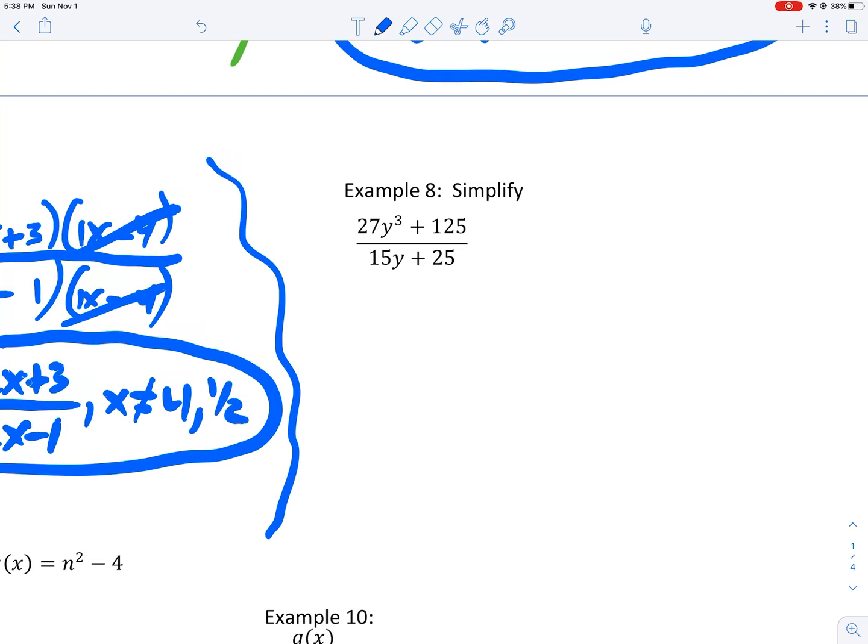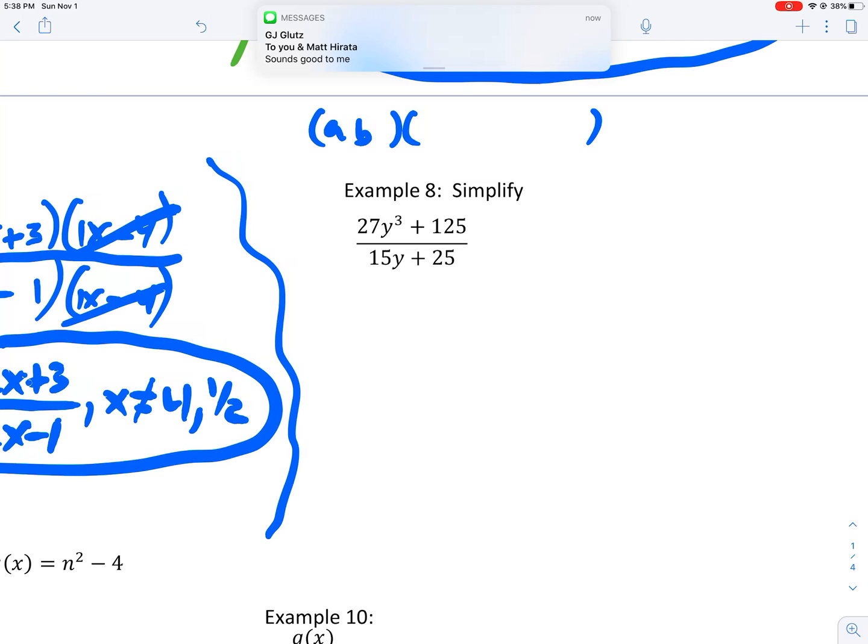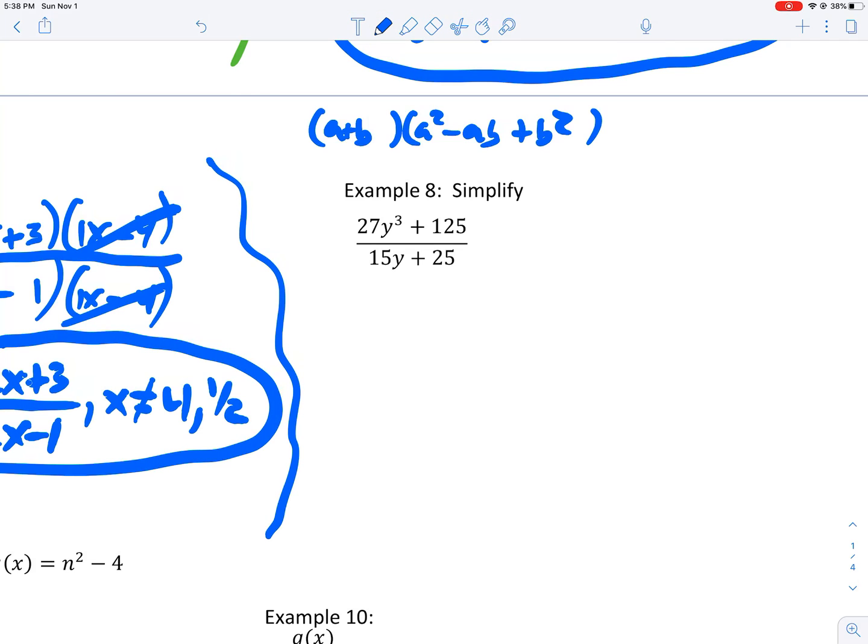So again, right away, I don't see anything that kind of stands out to me, right? So what I can do, though, is I do see that there is cubes on top. So it's a sum of cubes. So remember binomial, trinomial, a, b. So a plus b, a squared minus ab plus b squared, right? From unit 2. And we saw this a little in unit 3. So in our case, this is 3y being cubed plus 5 being cubed. So you get 3y plus 5.